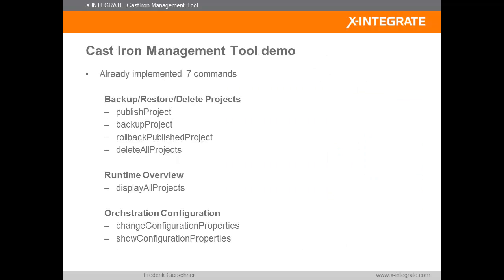Let's start with the Cast Iron Management Tool itself. We already implemented 7 commands which can be organized in 3 groups. The first group manages commands to publish, backup, restore a predecessor, or delete all projects. The second group is for monitoring all projects, and the last group can be used to change and view the configuration properties. For example, the configuration properties of a project can be changed with the help of a key value XML file to move from development to production.